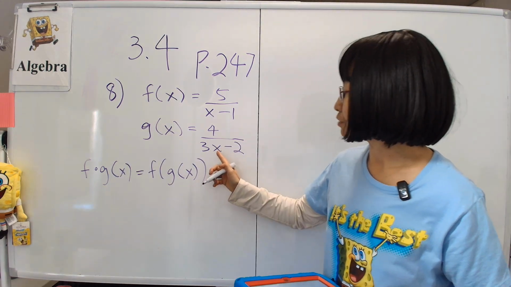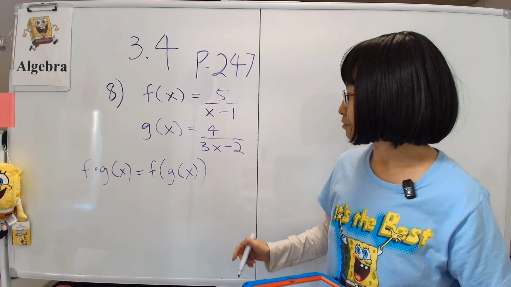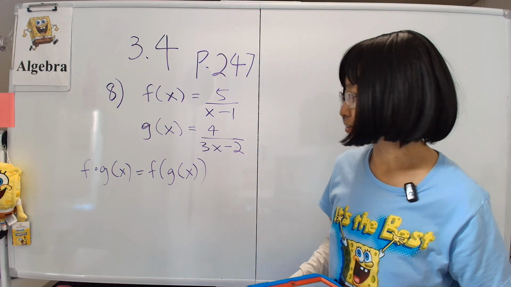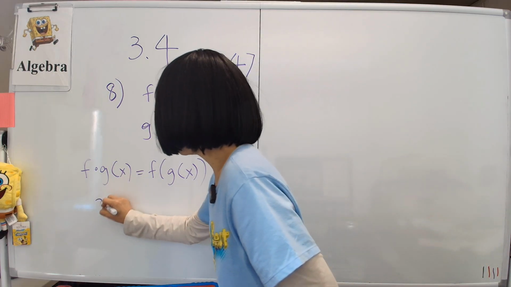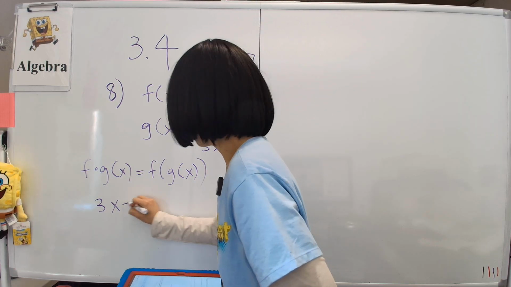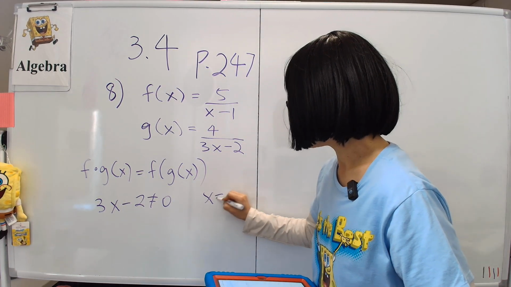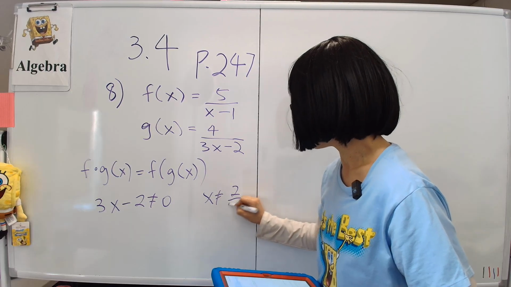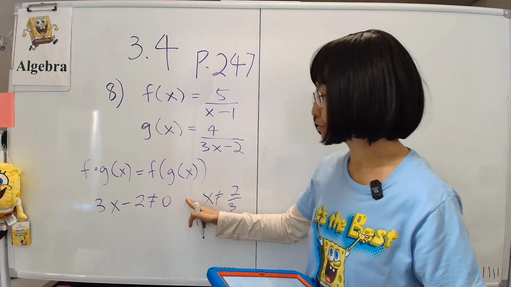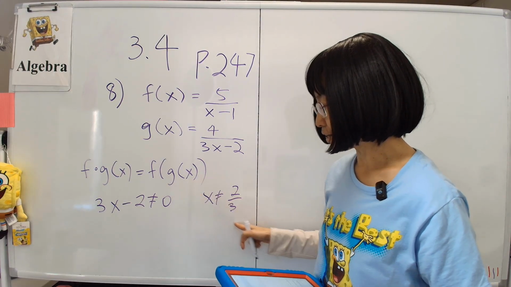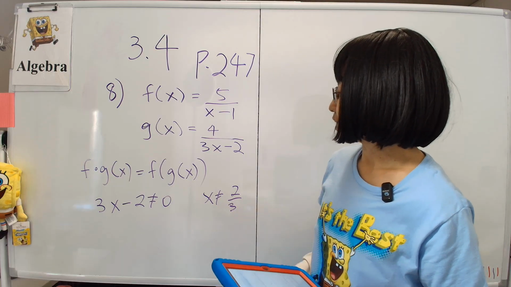Now, first, of course, is that 3x minus 2 better not be 0. Okay, so that's the first condition, 3x minus 2 is not 0, or put it another way, x is not equal to 2 over 3. If you move 2 over, it becomes positive, and then divide by 3. Okay, so that's the first answer.